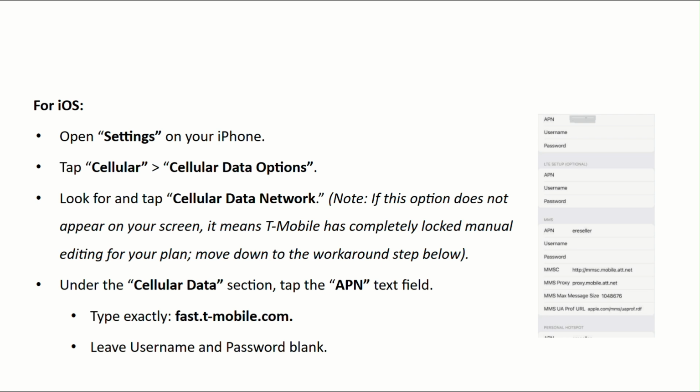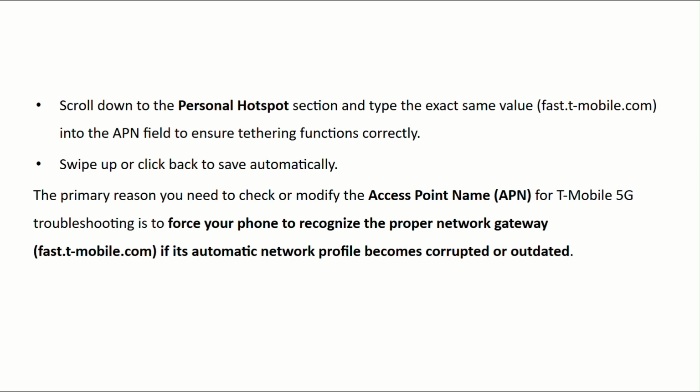Then under the cellular data section, tap the APN text field and type exactly fast.tmobile.com. Leave username and password blank. Then scroll down to the personal hotspot section and type the exact same value, fast.tmobile.com, into the APN field to ensure tethering functions correctly. Swipe up or click back to save automatically.